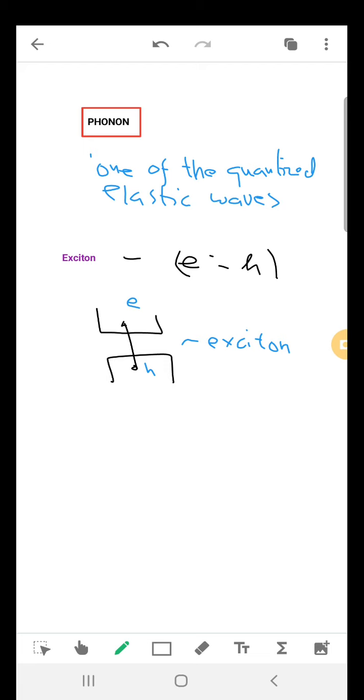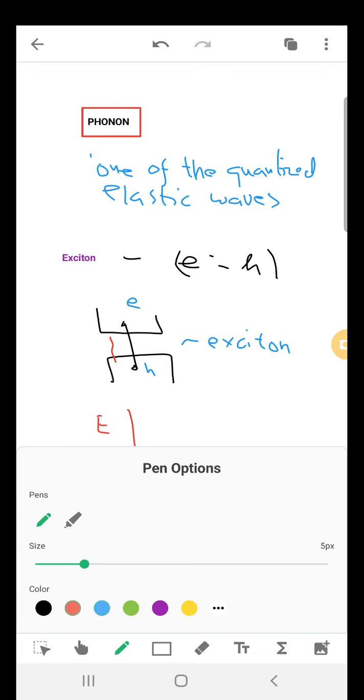Another way of explaining this is that for the electron to cross this band gap requires some energy. So if we consider the bound electron-hole model, we have the different Brillouin zones.